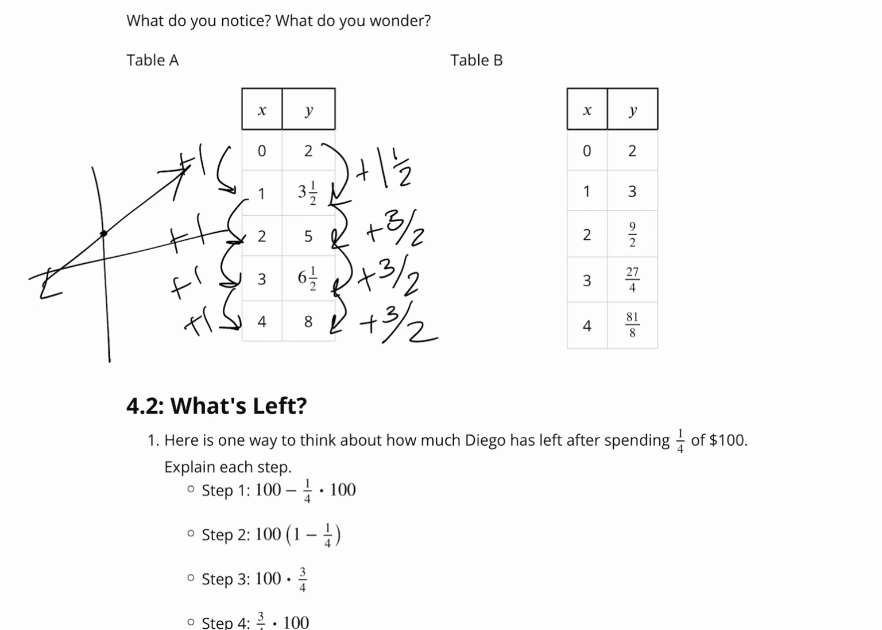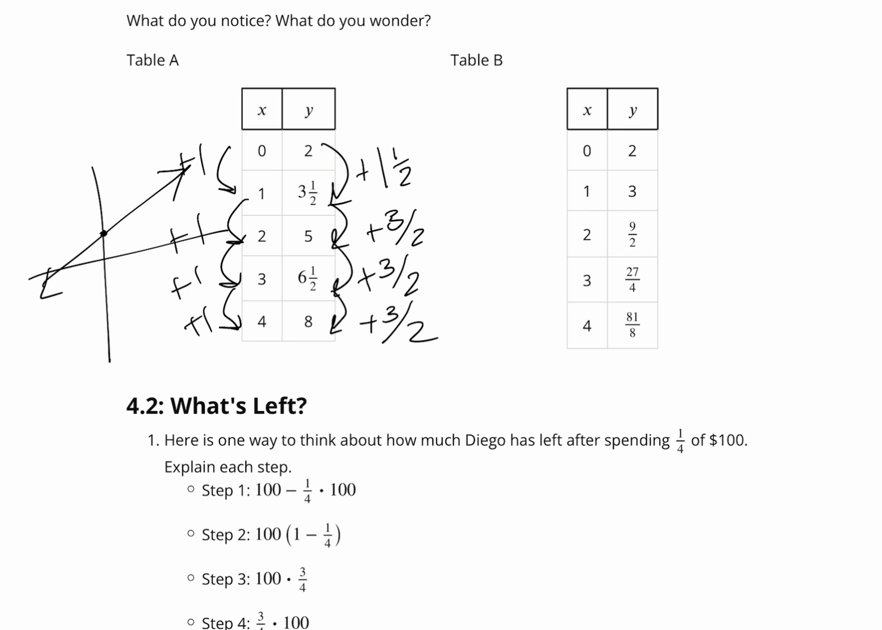So this is a linear relationship in table A, and I know it's a linear relationship because it has a constant rate of change. For every one that we increase x, y is increasing 1.5 or 3/2. It's increasing at a constant rate. There isn't any variation in how much y increases or decreases for every equal one interval of x.